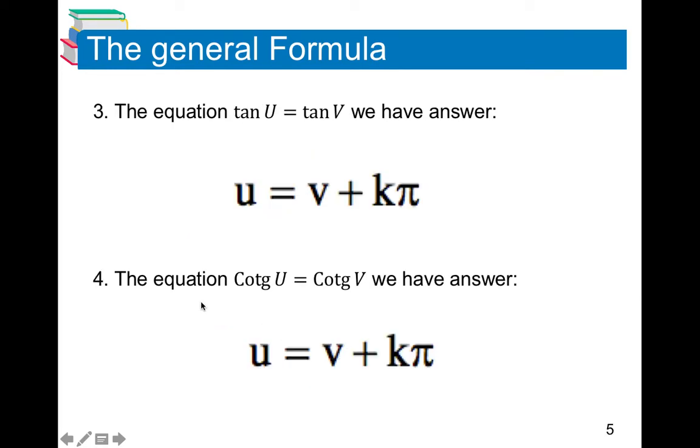For number 3, tan u equal tan v. We have the answer u equals v plus k pi. And the equation cotan u equal cotan v, we have the answer u equals v plus k pi. Okay, let me go to see the example of the trigonometry equation.